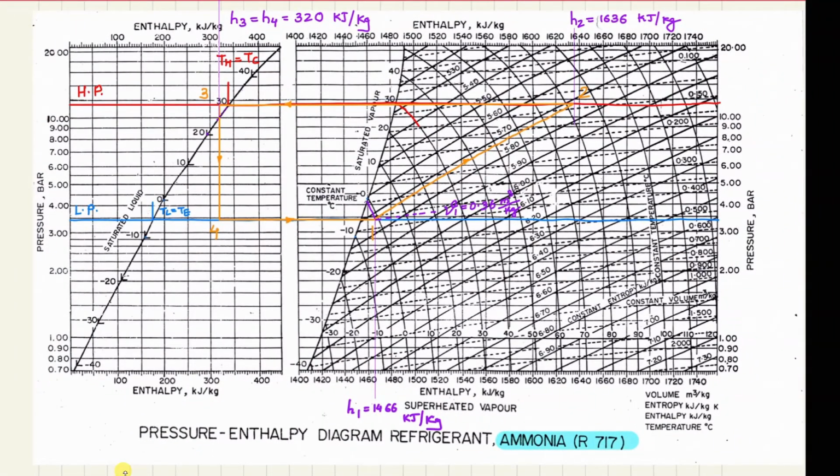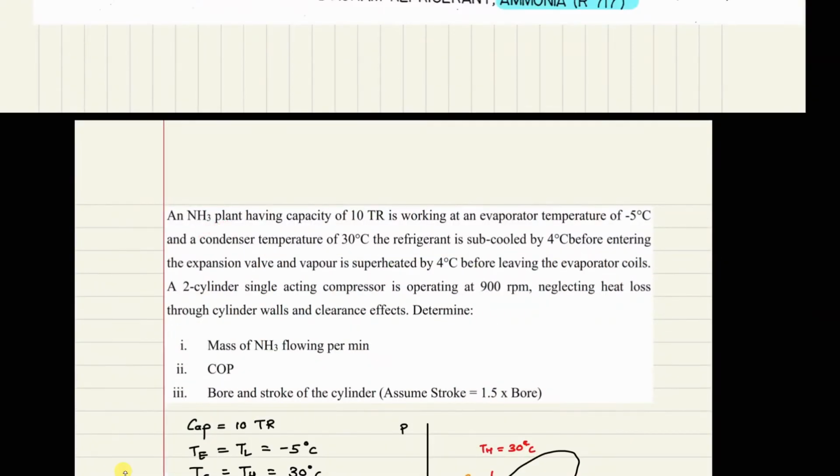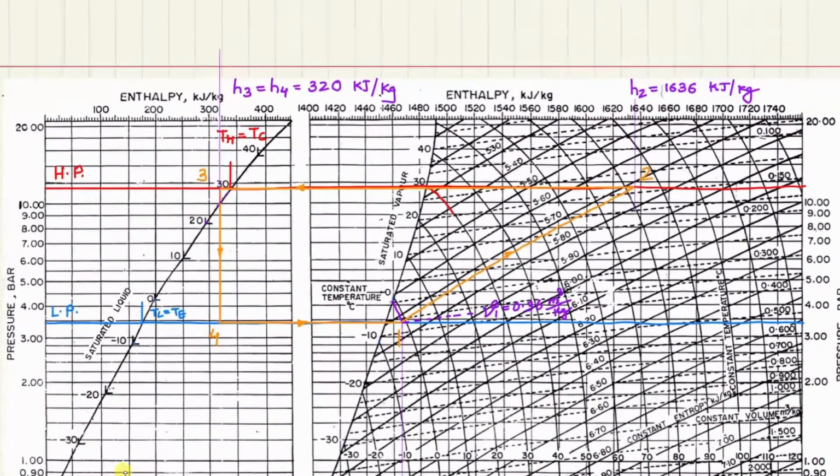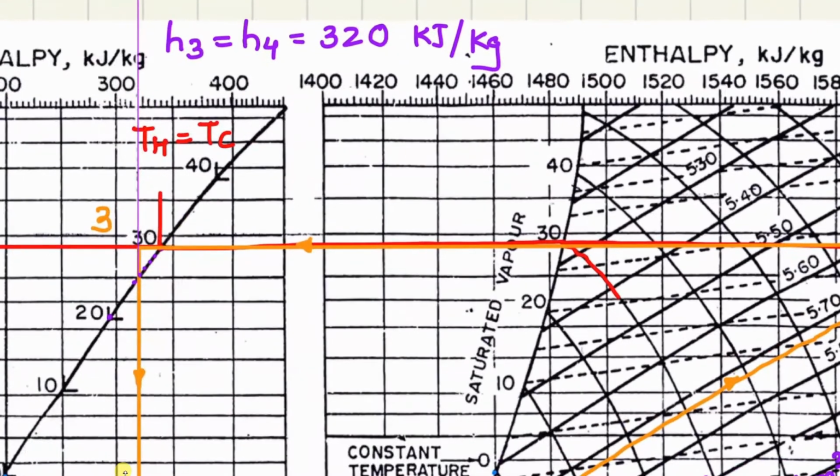So this diagram is R717 ammonia. It was given in the question, ammonia. Then higher temperature is 30, lower temperature is -5. So here you can see. Now observe the point over here. This point, 30 degrees Celsius, is below this pressure.